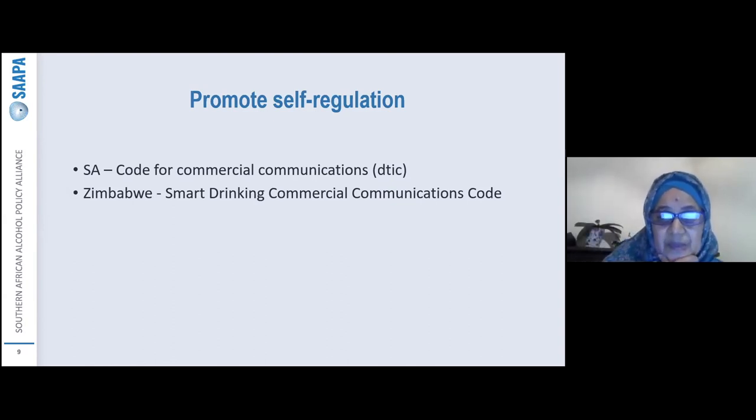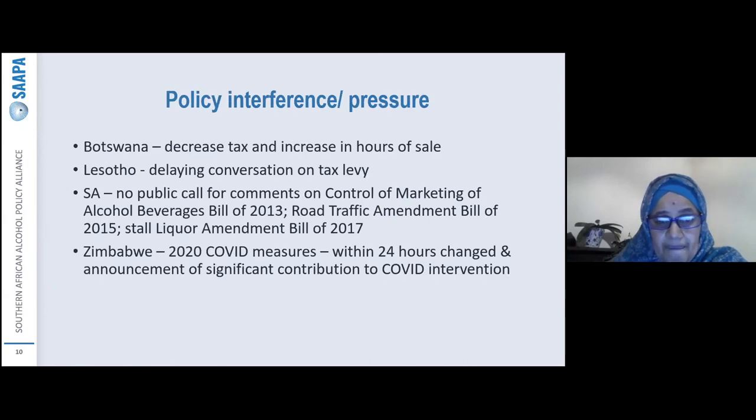And then of course the issue of promoting self-regulation. What is problematic about it is that our governments buy into it. So last year in South Africa, they launched a commercial code of communications in partnership with the Department of Trade and Industry, and this is reflected across the region. I think the issue around policy interference and pressure from the industry is probably our major challenge.